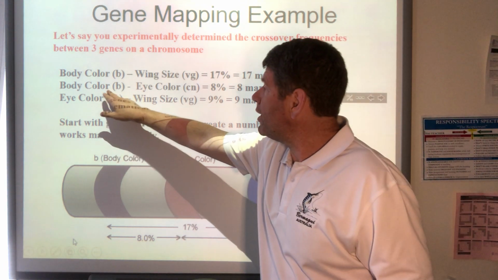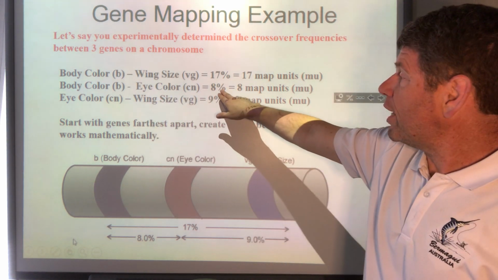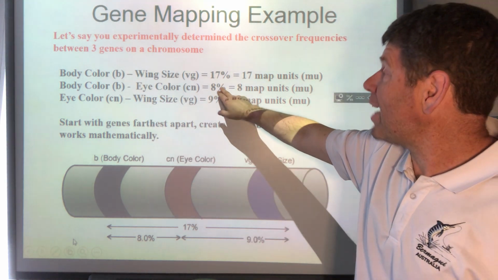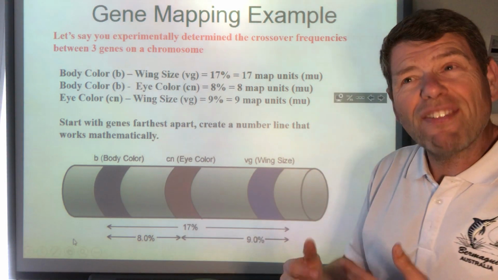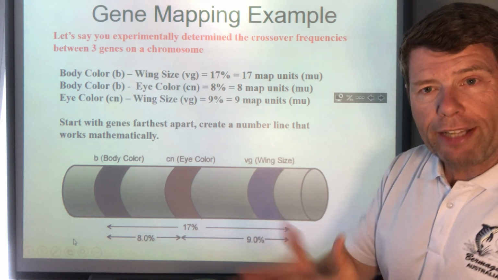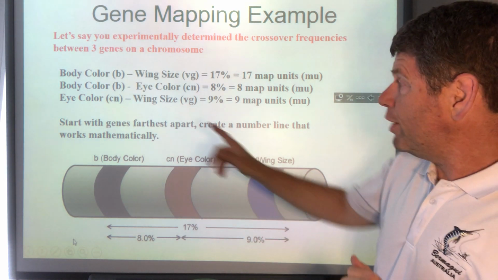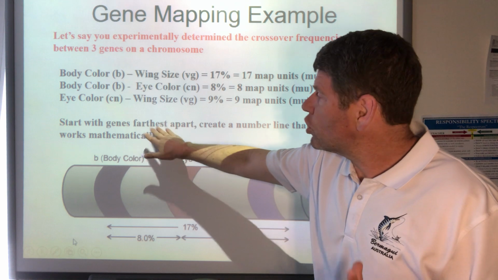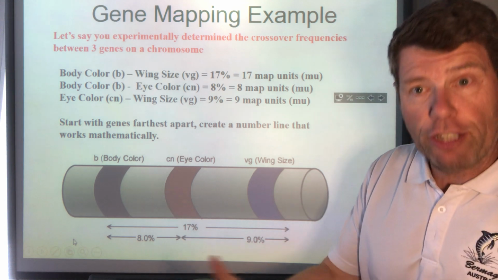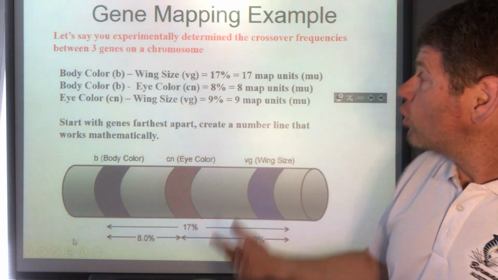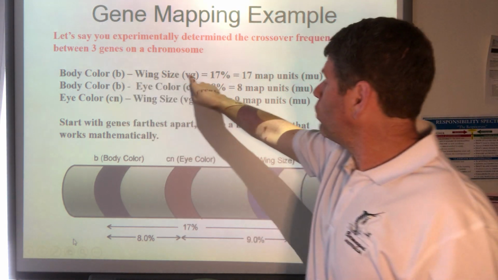We do the same thing with body color and the third gene, eye color, and we find that the percentage of recombinants in the offspring is 8%. That becomes 8 map units, and then we do the same thing. We need to have enough information to be able to plot basically a number line for where these genes exist on the same chromosome. Here's the kicker. Where do you start? Start with the genes that are farthest apart, which is, of course, your greatest crossover percentage or frequency, the most map units. So we're going to start with the 17 map unit distance apart of body color and wing size.